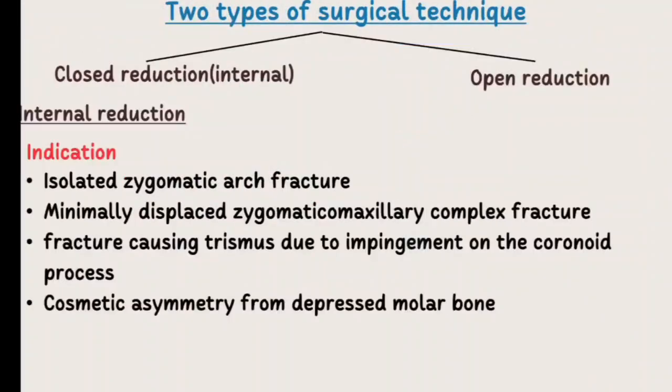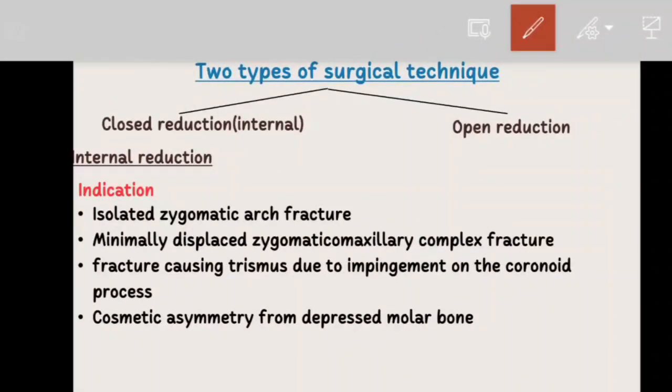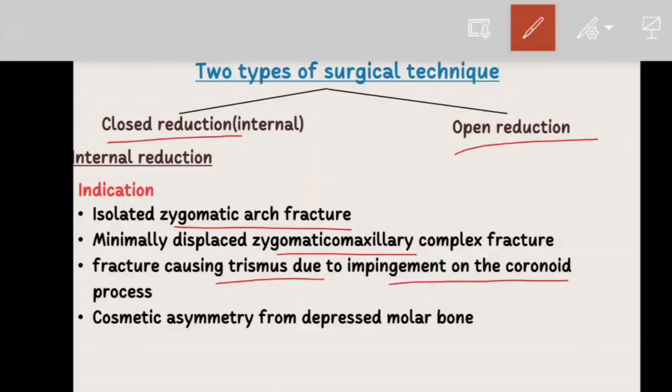So there are two types of surgical techniques. The first one is closed reduction, and the other is open reduction and internal fixation. So we will see the closed reduction first. Here are the indications. It is used in isolated zygomatic arch fracture, minimally displaced zygomatic or maxillary complex fracture, fracture causing trismus due to impingement of the coronoid process, and cosmetic asymmetry from the depressed molar bone.